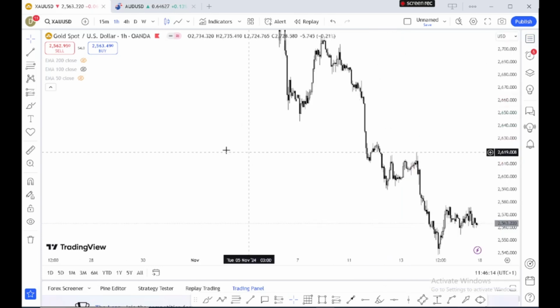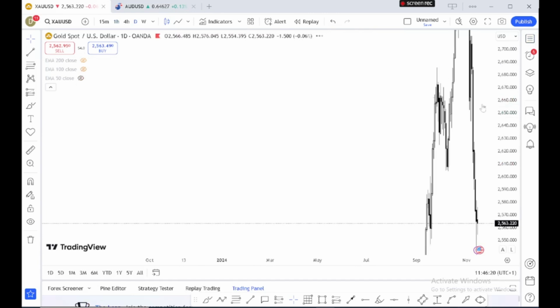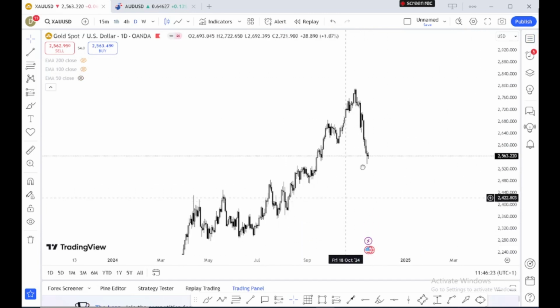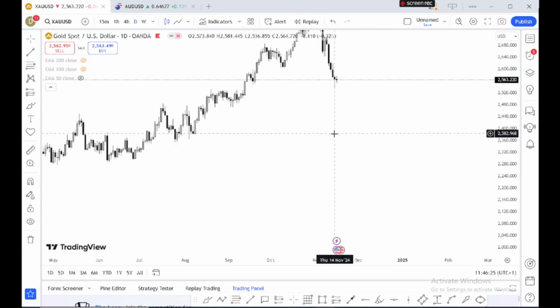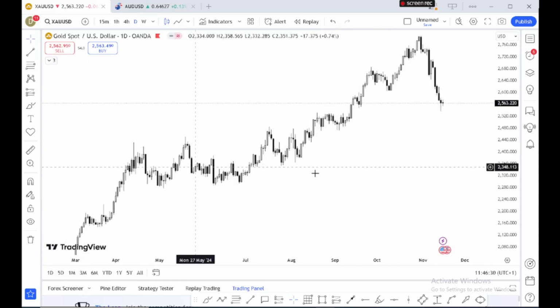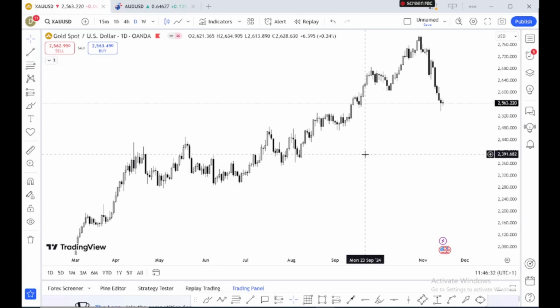Then what I will do is go to the daily time frame to see what exactly the daily is telling us. Then we can take it to 1 hour. So I only use 2 time frames, which are daily and 1 hour. Daily for my major move, then 1 hour for my entry.